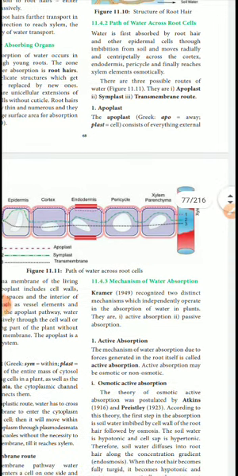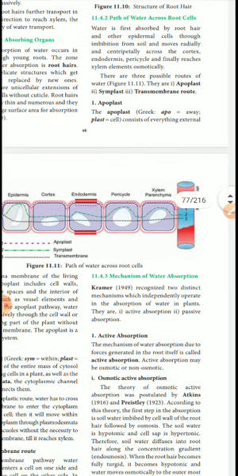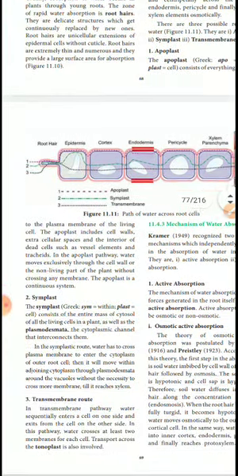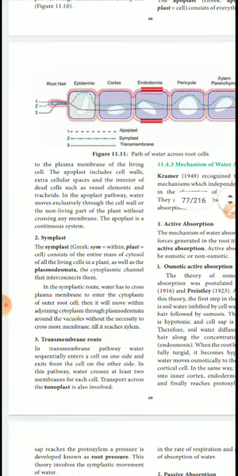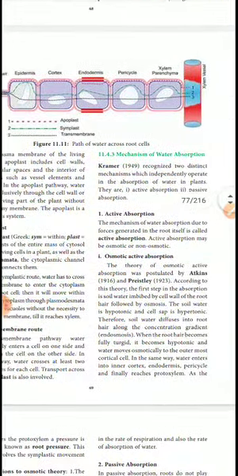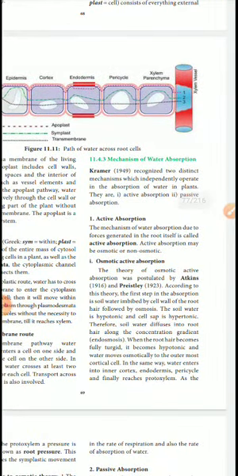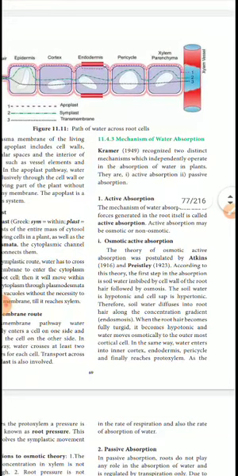Okay, what is apoplast? Plast means cell, and apo means away. Symplast means within, inside the cells, and transmembrane means the water crosses the membranes, so that way we can see it. Okay, next we go for the mechanism of water absorption. There are two types of absorption: active absorption and passive absorption.